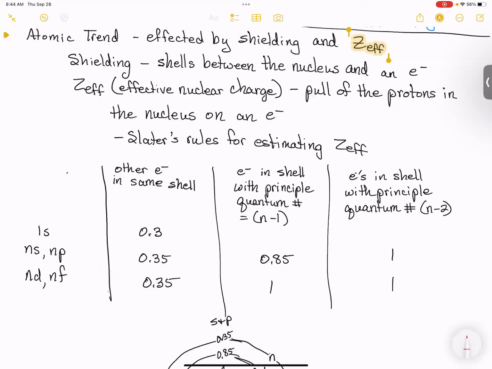And I have put up here what Slater's rules are in a tabular format. So you will notice that there's a specific rule for your 1s electrons. So there's a specific rule for those electrons that would be associated with hydrogen and helium, essentially. There is a rule for the S subshell and P subshell electrons. And there is a rule for the D subshell and F subshell electrons.